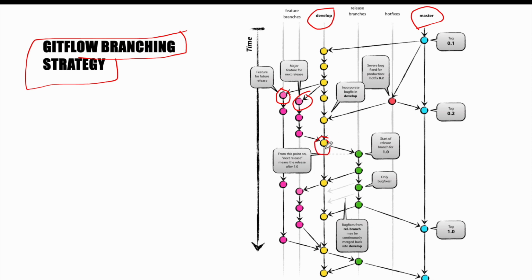And from the develop branch, we create something called a release branch. And this release branch is what is released. It is like releasable software. Once it is released, it is merged back to your master and to your develop.